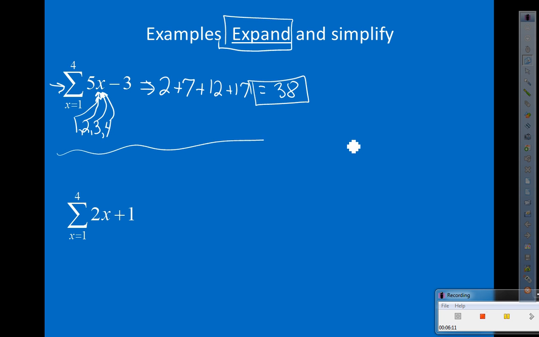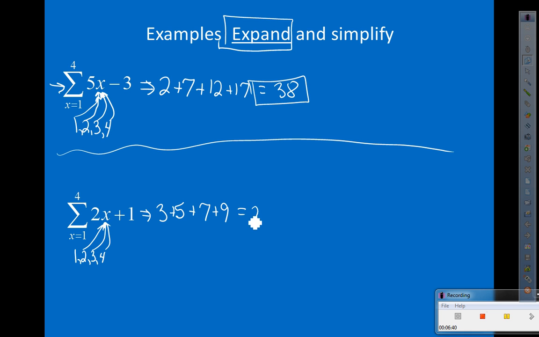Here's what my next one looks like. We're going to sum up the terms from 1 to 4 of 2x plus 1. So I'm going to plug in a 1, a 2, a 3, a 4. If I plug in a 1, I'm going to get 3. When I plug in a 2, I'm going to get 5. When I plug in a 3, I'm going to get 7. When I plug in a 4, I'm going to get 9. Add those together, and you'll get 24. That's all there is to it. That's what I mean by expand.